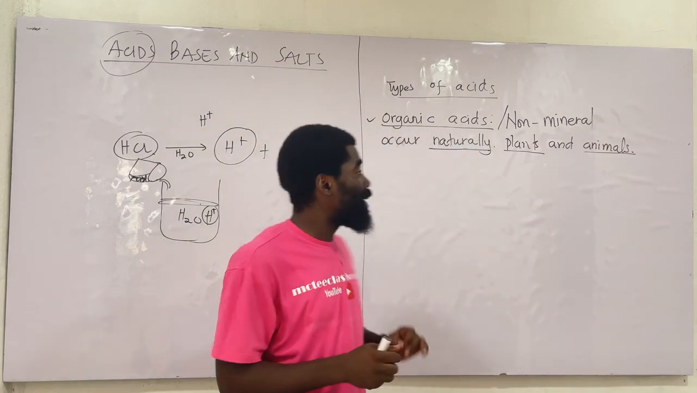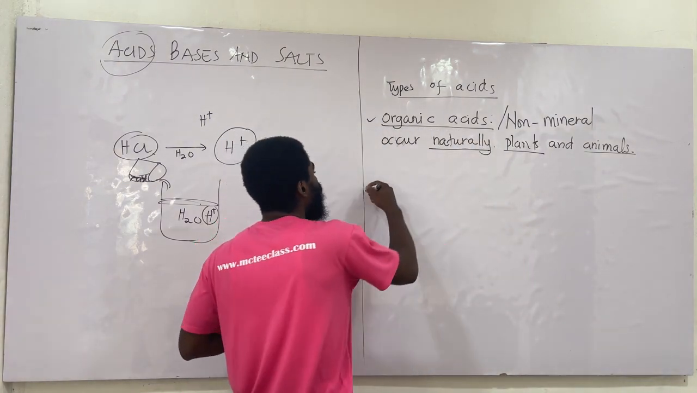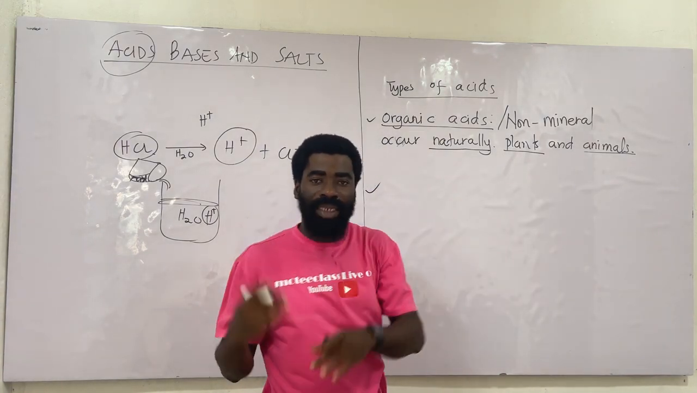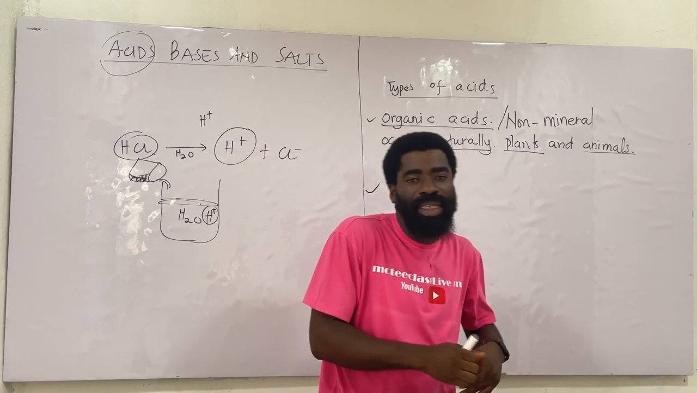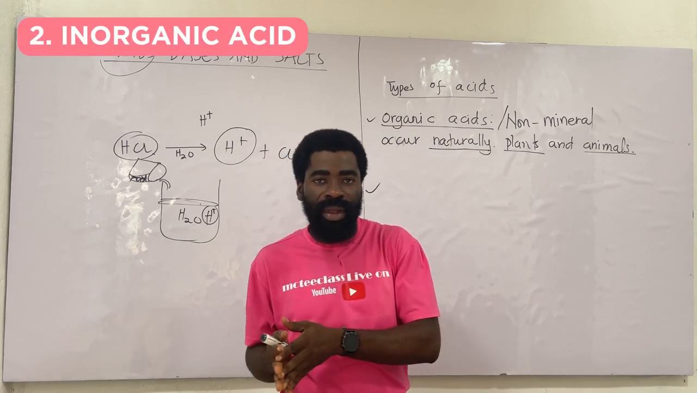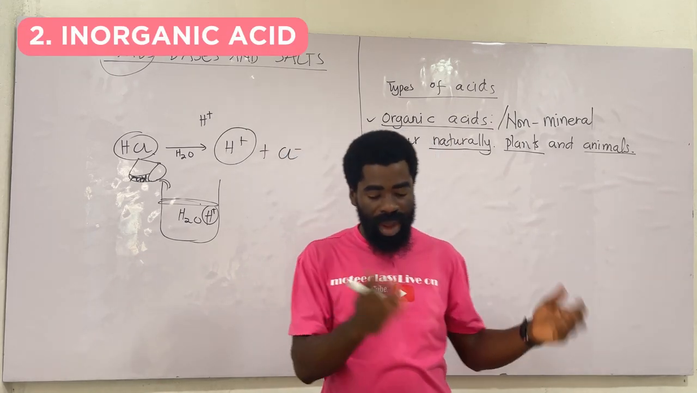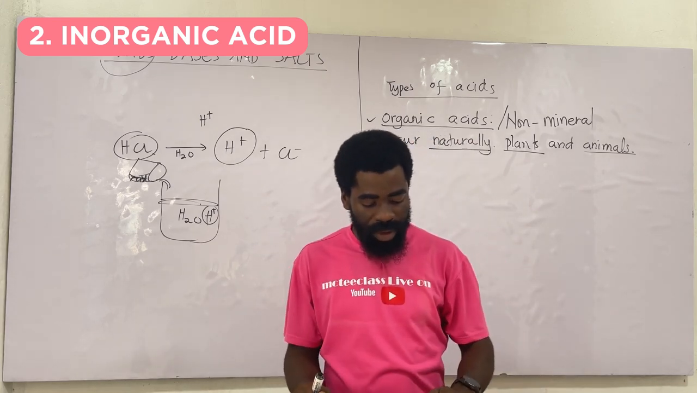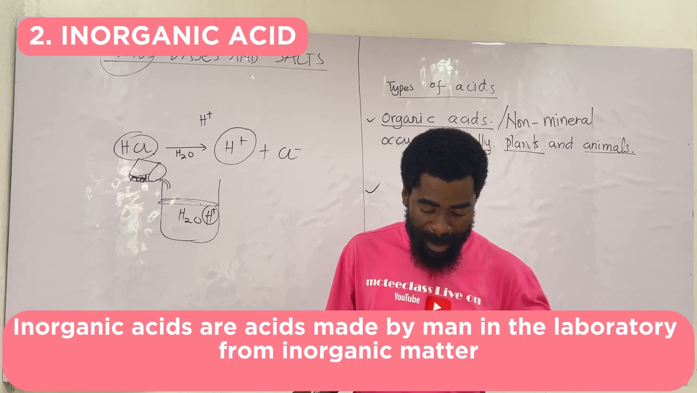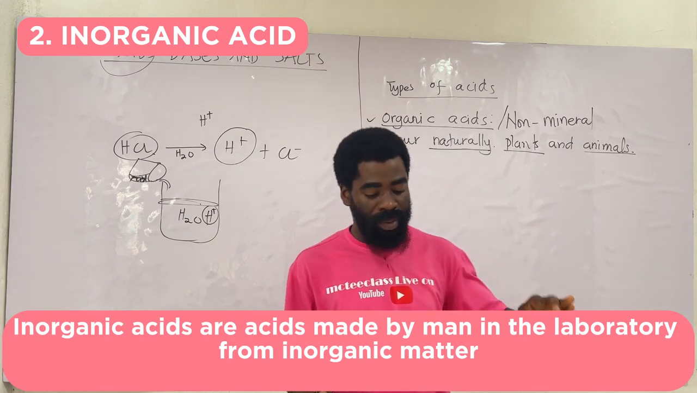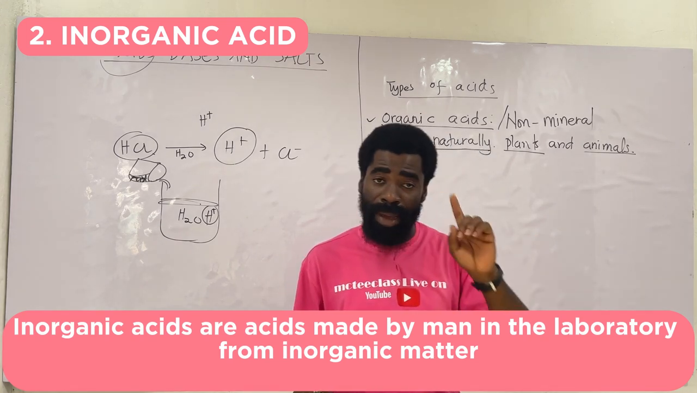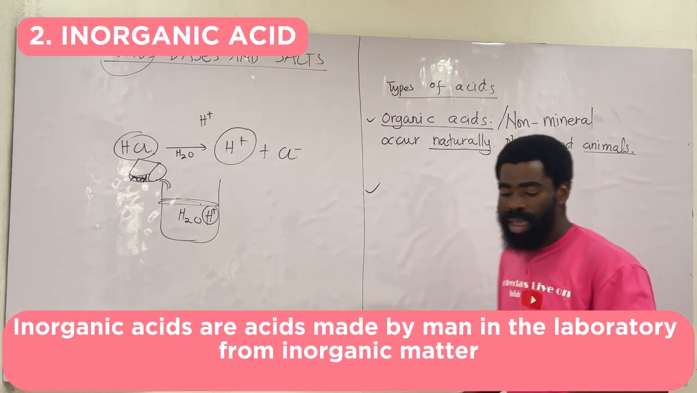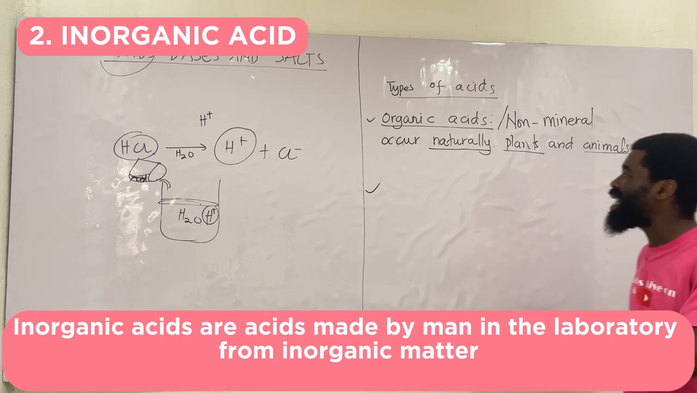Then the next one we'll look at: now that we know we have organic acids, obviously there will be inorganic acids. Like we have natural elements and we have those that are artificial. Of the 118 elements we have, 94 of them are natural, the rest are artificial. Good. So inorganic acids are man-made in the laboratory, made from inorganic material or matter in the lab.